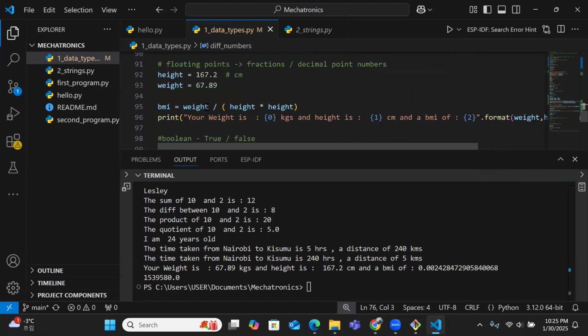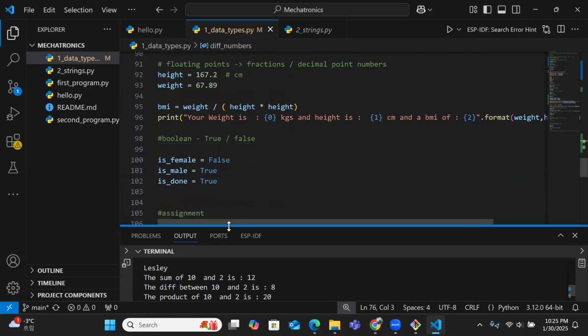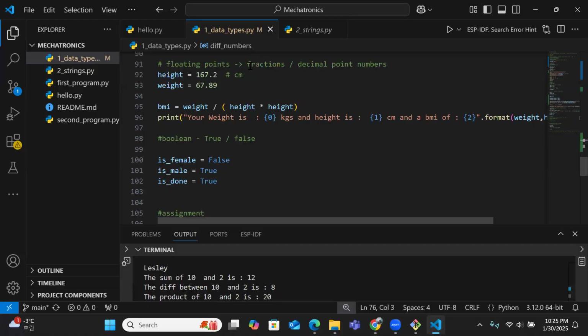So the second last data type we covered is float, which are floating point numbers, fractions or decimal numbers. For example, weight, height, like 167.2, 7.8. They have a decimal point, so they have a whole number and a fraction part.